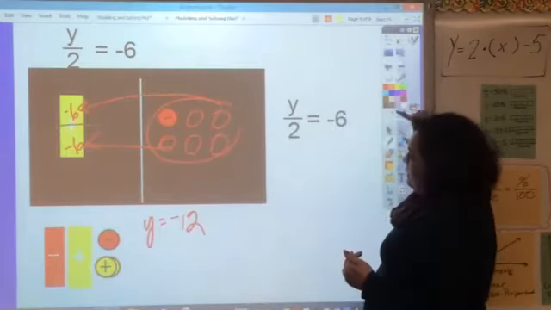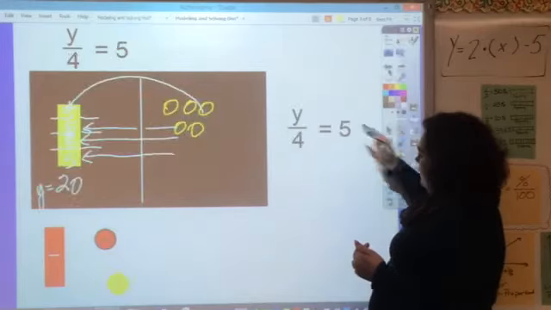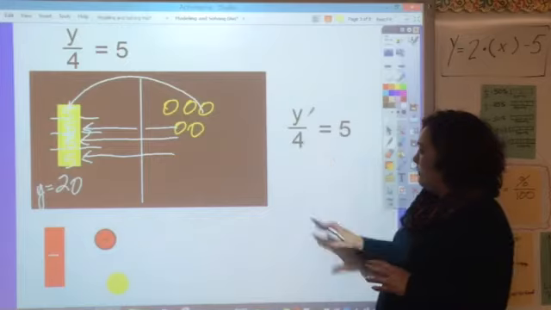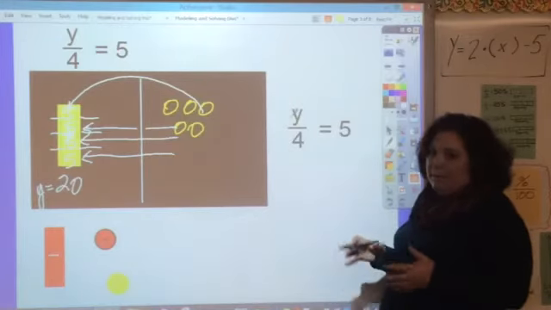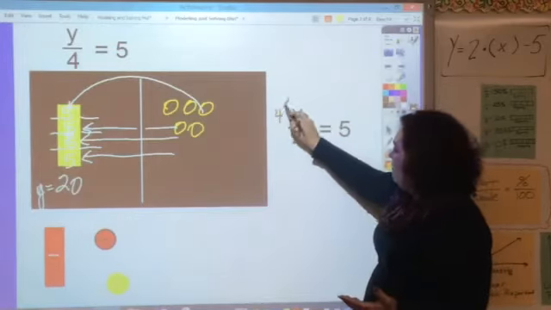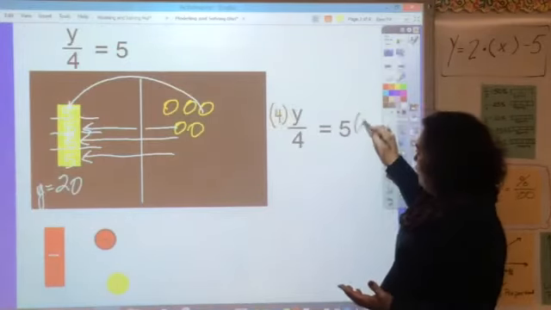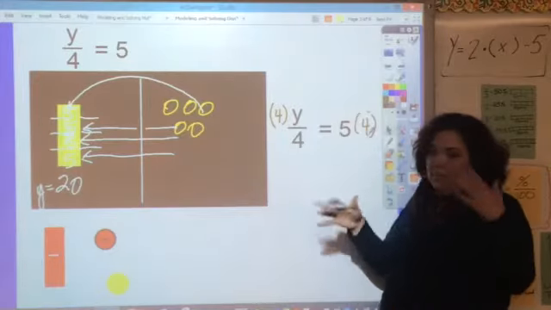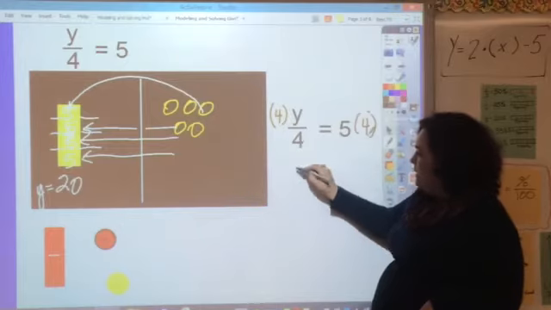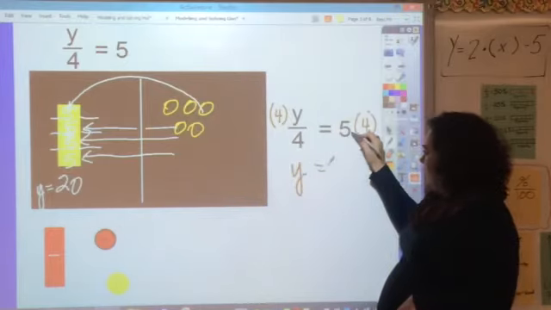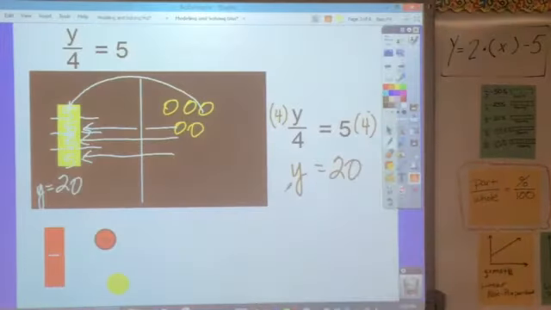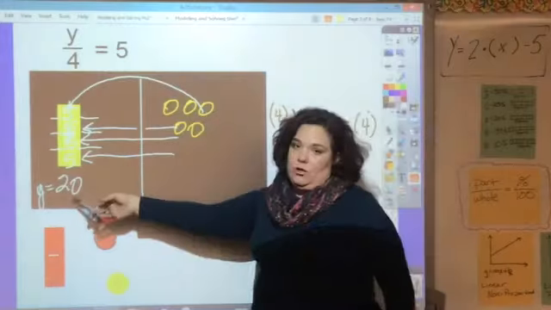So let's take it back to this, and let me show you how to show it whenever it's division. So the opposite of dividing by 4 is multiplying by 4. So I'm going to multiply by 4, and I put it in little parentheses here so it shows what I'm doing. I don't just have this 4 hanging out there. So 4 divided by 4 is 1, so that equals y, and 5 times 4 is 20. So this is the math behind what happens visually.